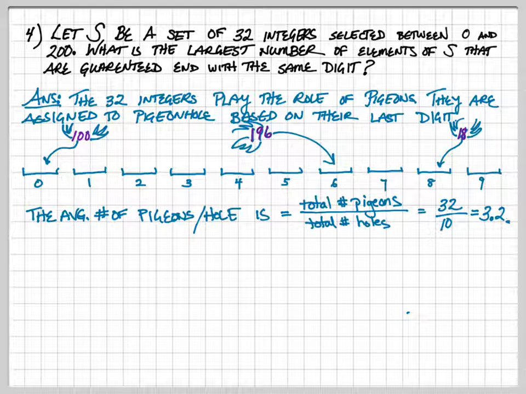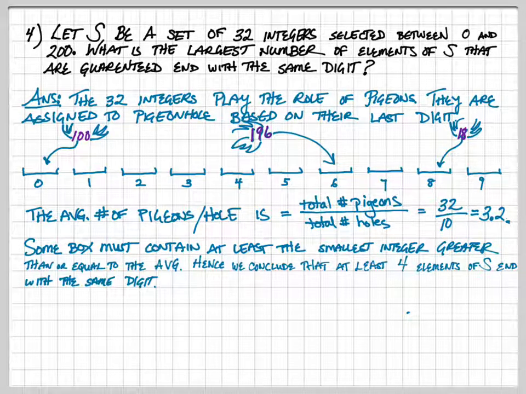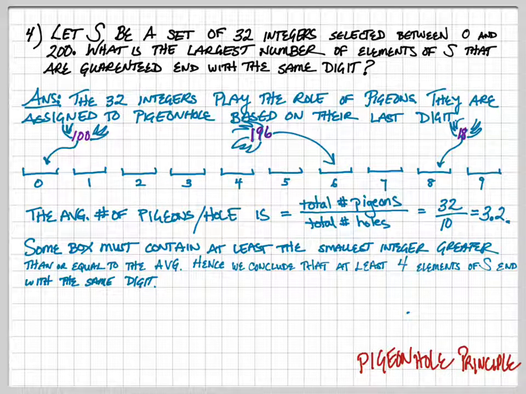So we can compute the average number of pigeons per hole, or the average number of integers that end with the same digit. That's going to be the total number of pigeons divided by the total number of holes. The total number of pigeons is 32. We have 10 boxes for them to be assigned to. So the average number of pigeons per hole is 3.2. Now, we don't get fractional pigeons. That means that at least one of the boxes has an integer larger than 3.2 pigeons. So the conclusion will be there are at least 4 integers from the set S that end with the same digit. And that's our example of the pigeonhole principle.